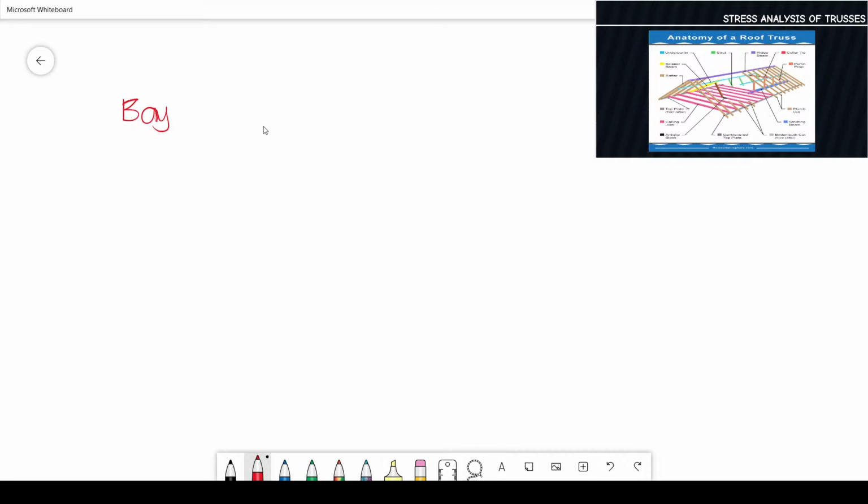The next term that you need to familiarize is purlins. Purlins are longitudinal beams which rest on the top chord and preferably at the joints of the truss.